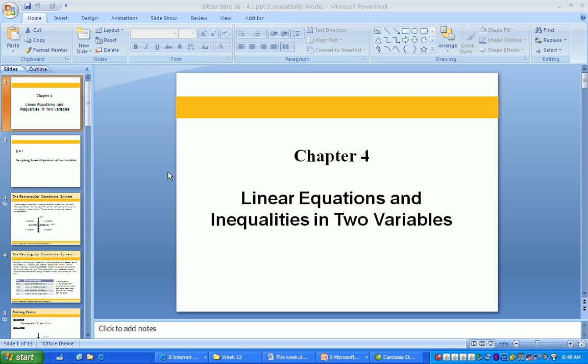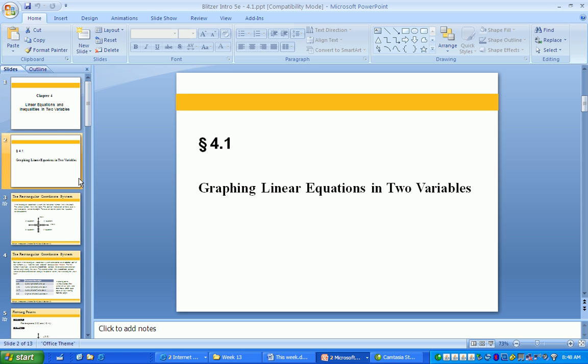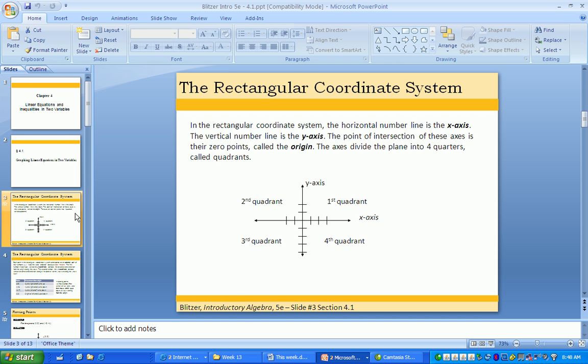Okay, now we're going to go ahead and talk about Chapter 4. In Chapter 4, we start dealing with linear equations and inequalities of two variables. The first part of Chapter 4, 4.1, is going to be graphing linear equations in two variables. In particular, just working with lines. This will be our first chance to really understand graphs a little bit.